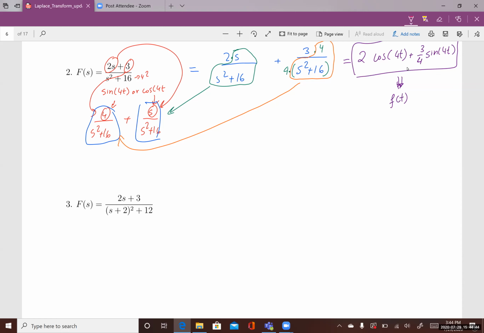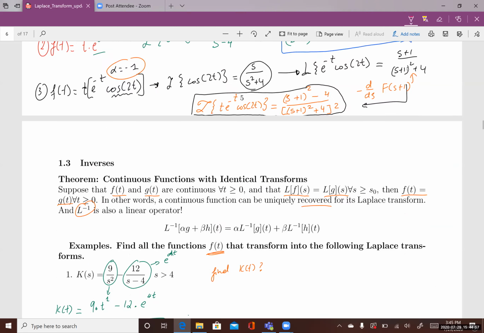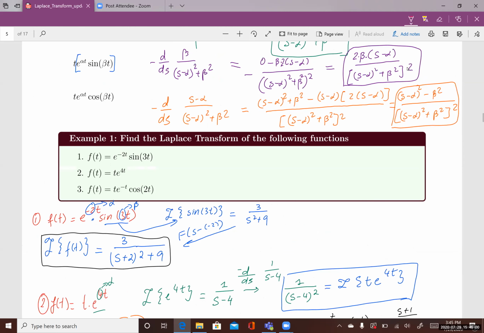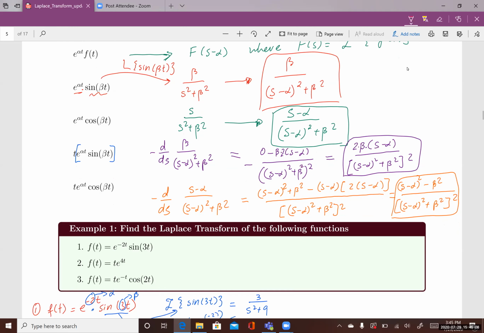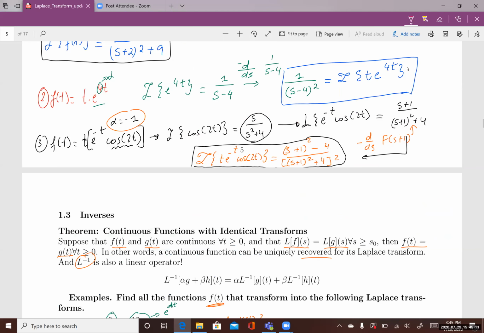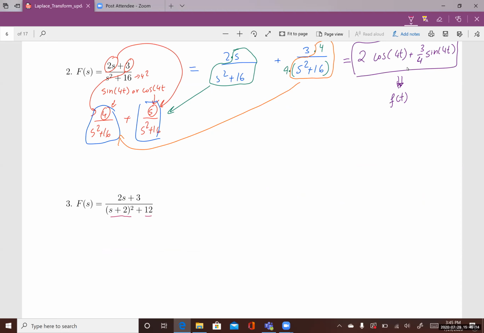How about the next example here? Look at the pattern. I have s plus 2 squared plus 12. But instead of s squared, I have s plus 2 something. So that reminds me of this formula: s minus alpha, and then you have e to the alpha t times a sine or cosine function, right? So you think about e to the alpha t sine beta t, or e to the alpha t cosine beta t.